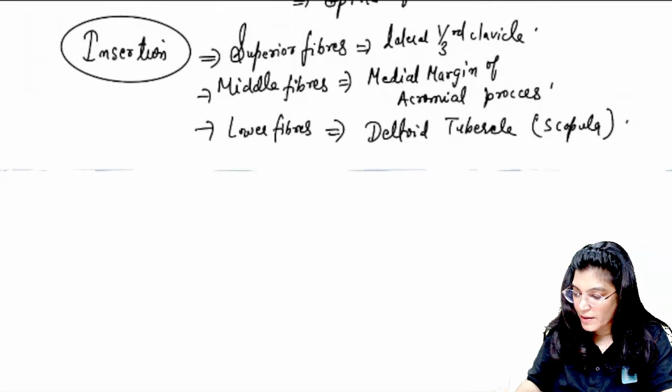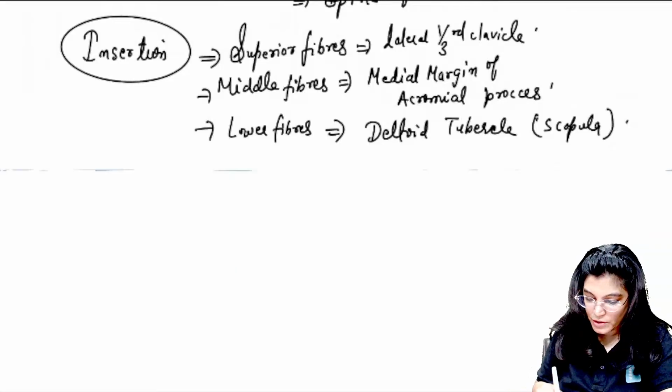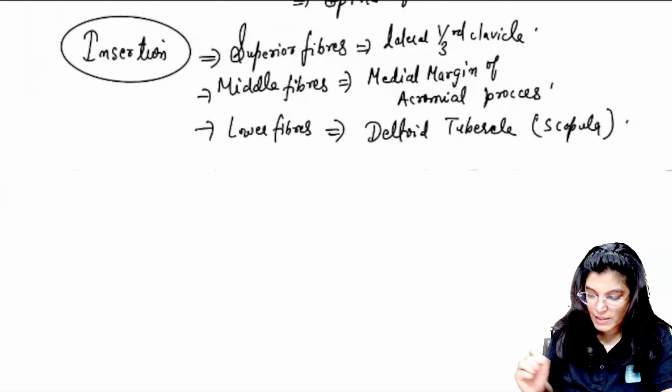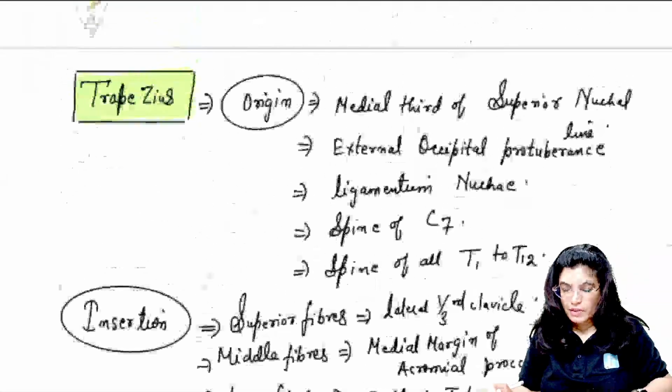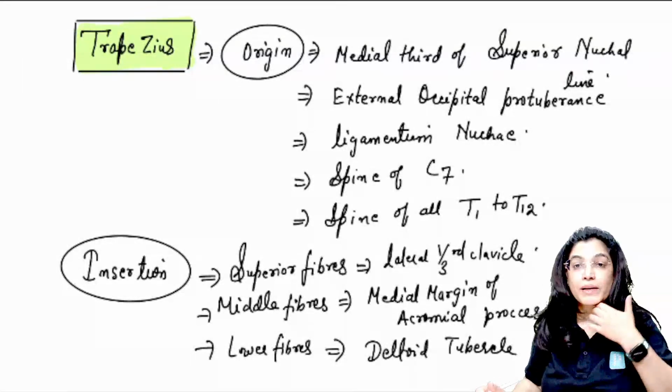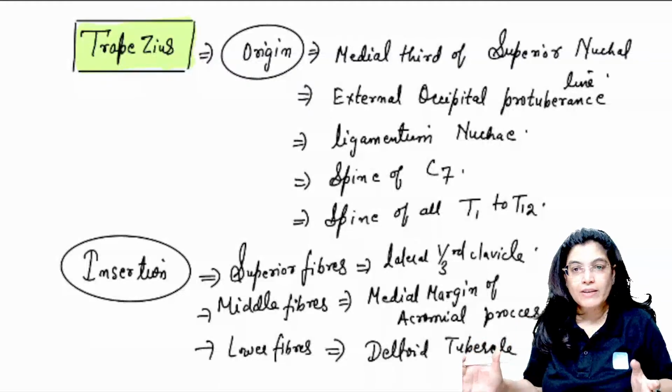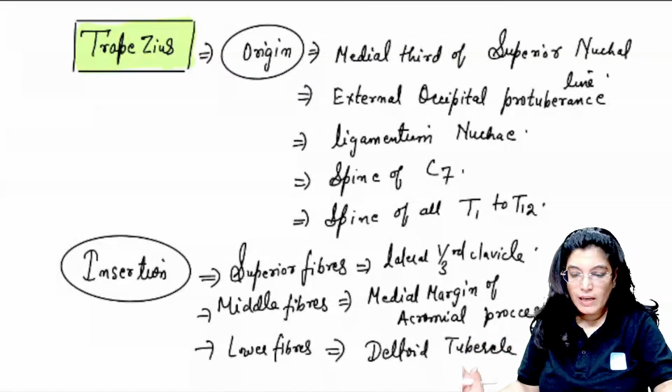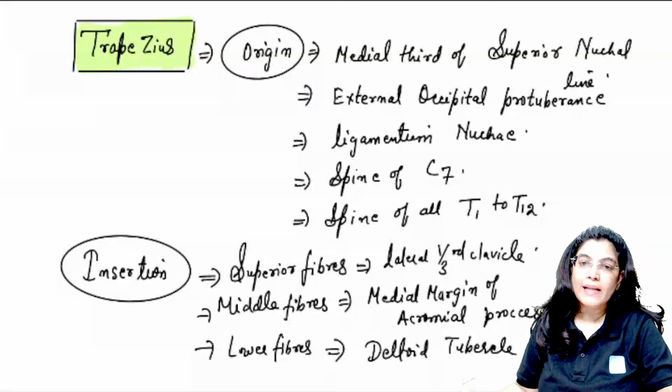Okay, dear, so we have done with this, and it is very important that you should be aware about the origin and insertion. So in short, we have finished, we have discussed the origin and the insertion of trapezius muscle, which we have also appreciated in the image. Now, next is to know the nerve supply and the action.